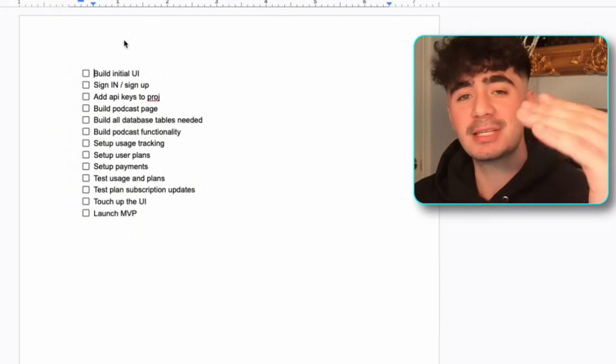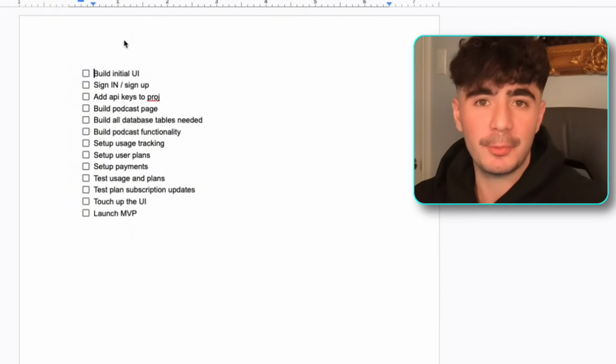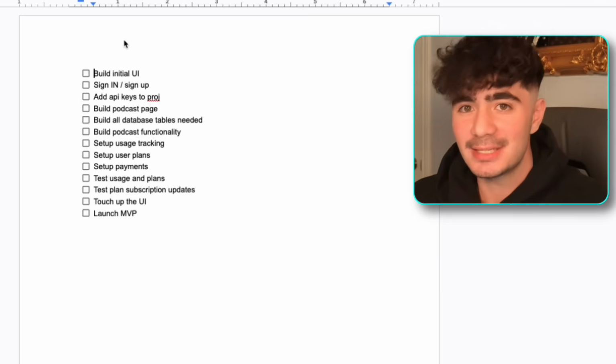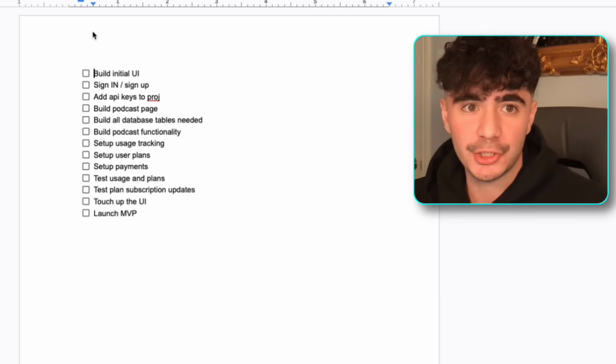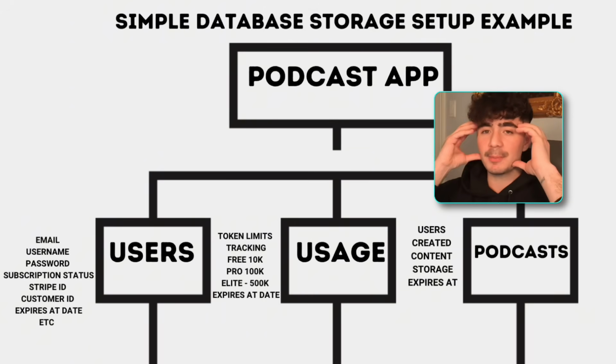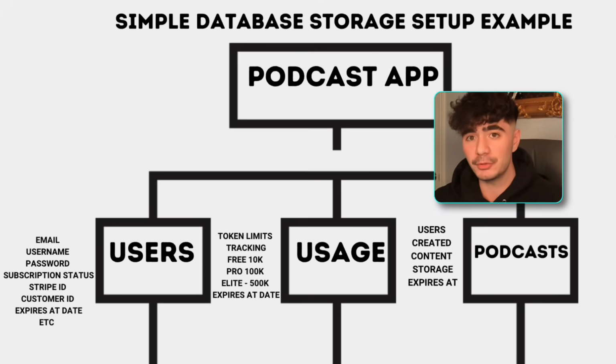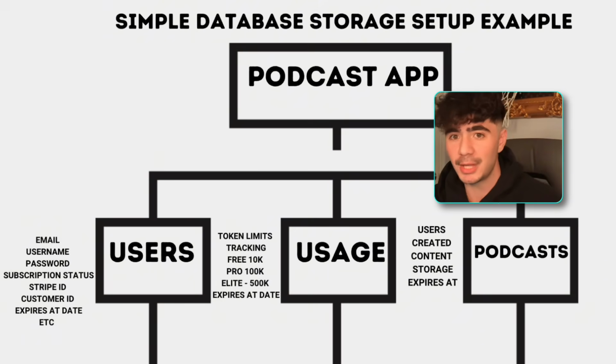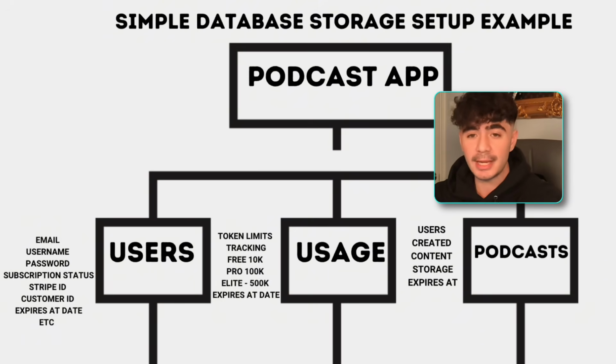Now that we have the steps to MVP, the second thing that we need to think about is the database design or the database architecture. We're going to look at this simple database storage setup. This is something that I'm thinking about before I actually build my project, because we have to instruct the AI model to actually build out these different tables in our database. In our podcast application, there are going to be 3 main tables: a users table, a usage table, and the podcast generated table.